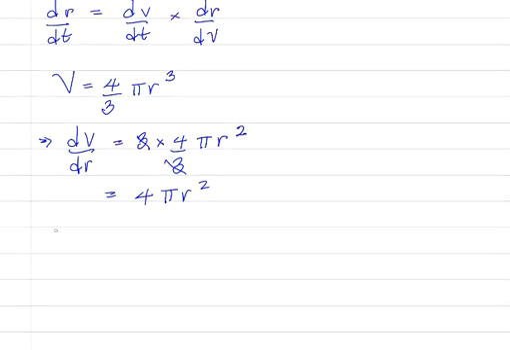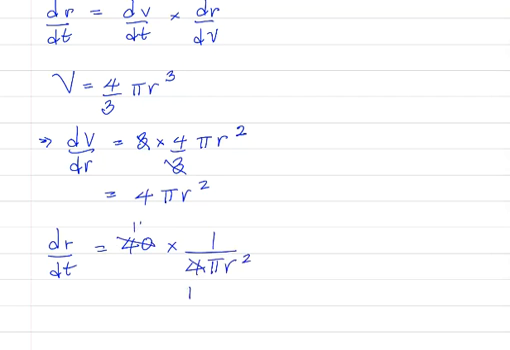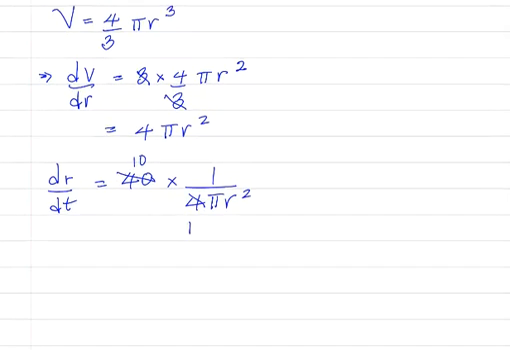So dr by dt would be equal to dv by dt, which is 40, multiplied by dr by dv, which is the reciprocal of dv by dr. So this is 1 over 4 pi r squared. 4 into this is 1, 4 into this is 10. So dr by dt would be equal to 10 over pi r squared.